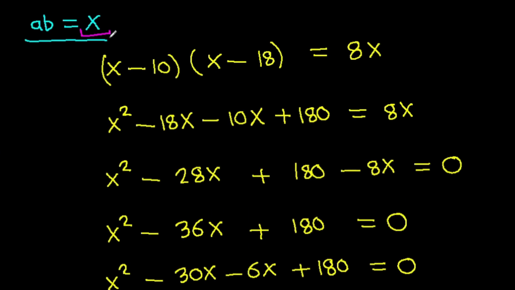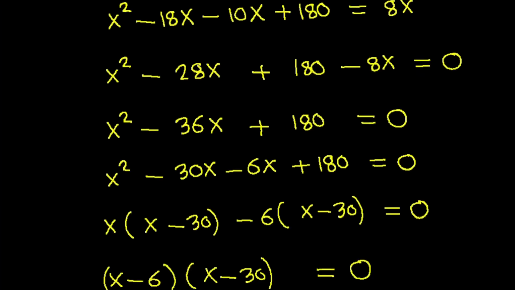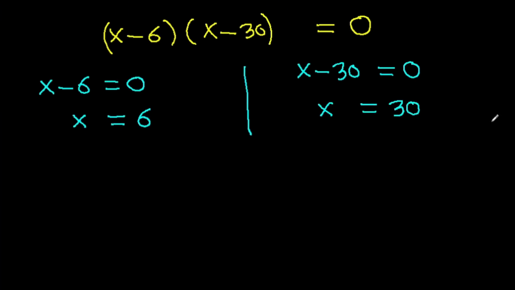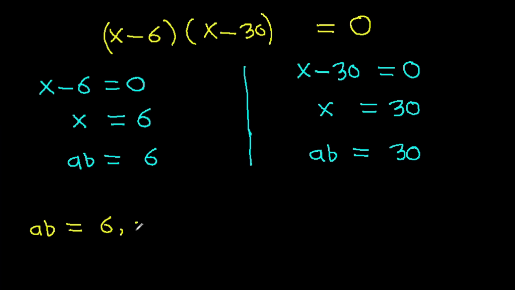We have X is AB, so X is AB, that is 6, and X is AB, that is 30. So we get AB is 6 and 30.